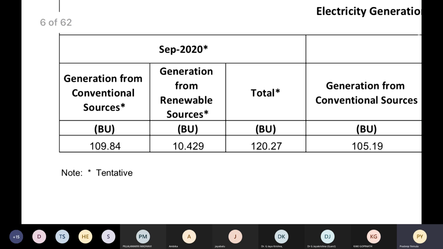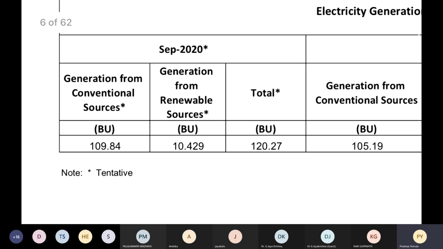So when compared to the previous year, again we notice a similar pattern, where the generation from conventional sources was 105 billion units, and generation from renewable sources is about 10.7 billion units. Now this amount of renewable generation also depends on the month. Now it is winter season. In summer seasons, you can expect solar power to be more, and like that.